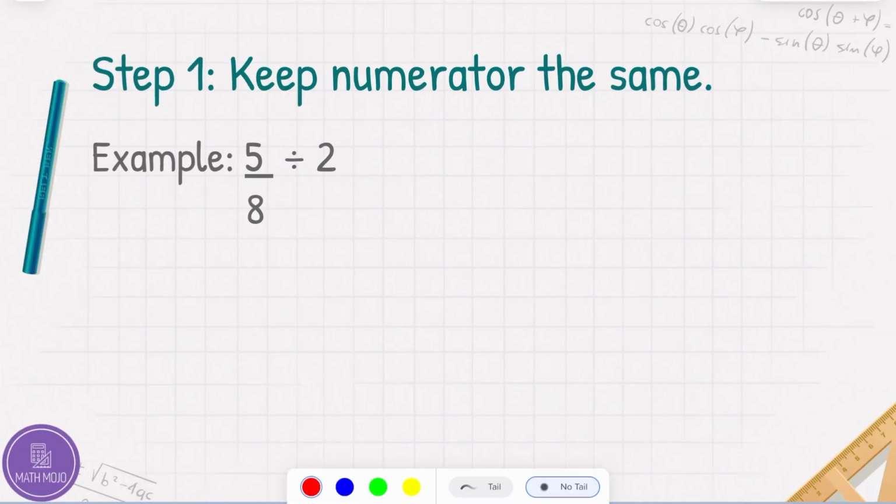So step 1 is keep the numerator the same, and then for our first example we have 5/8 divided by 2. So we have to keep our numerator the same, so we can just write it out as 5 in our numerator.